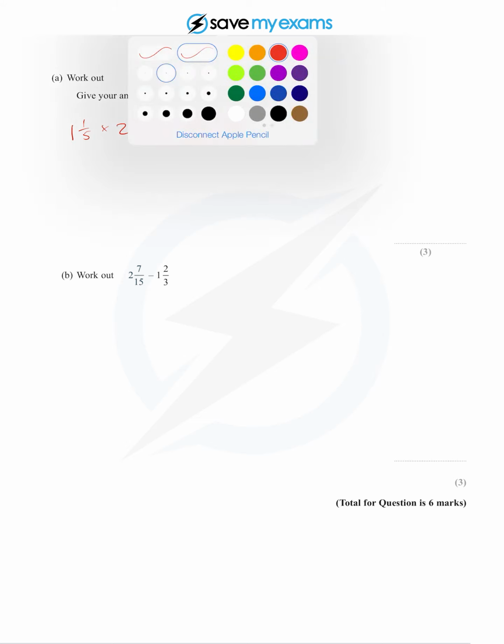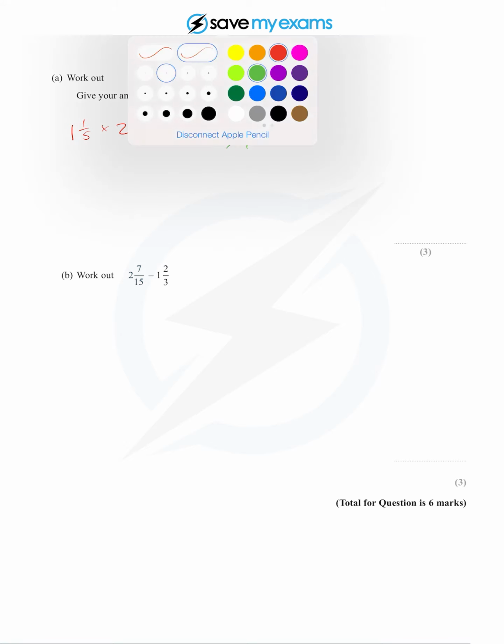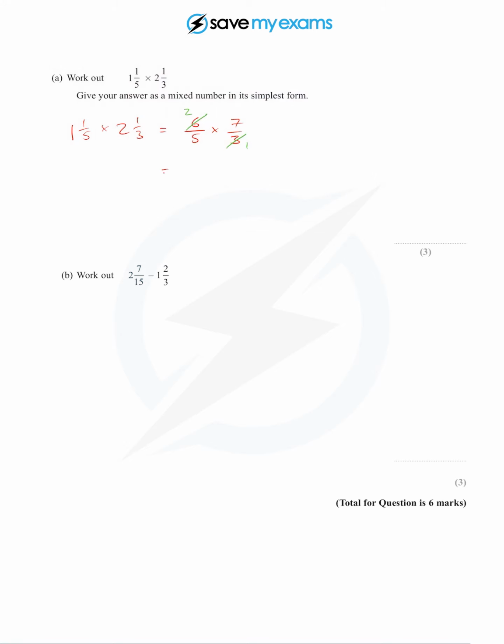get the green cancelling pen out, and I can see that I've got a 6 on the top and a 3 on the bottom, which cancels to give me 2 and 1. And I can't do any further cancelling because there are no more common factors. So on the top, 2 times 7 is 14. On the bottom, 5 times 1 is 5.